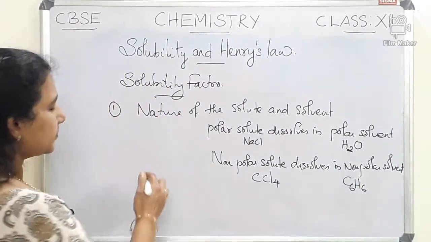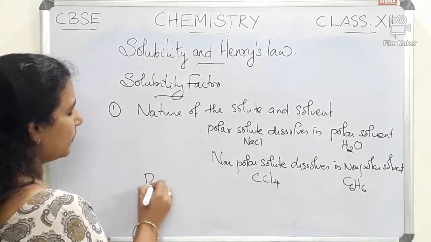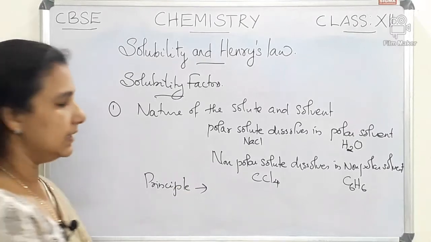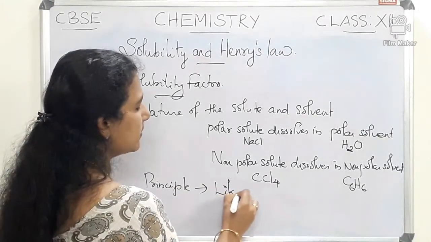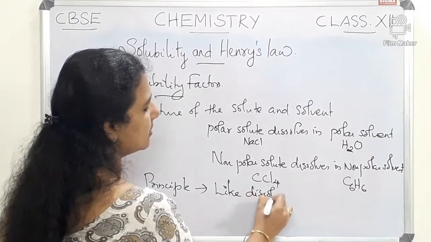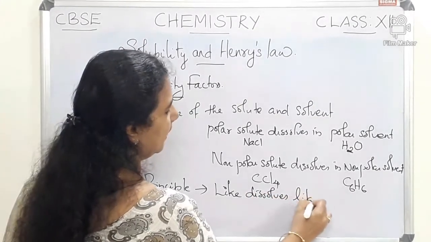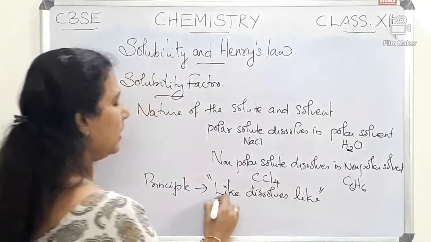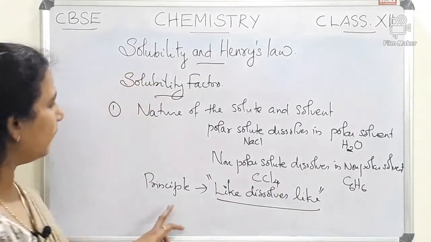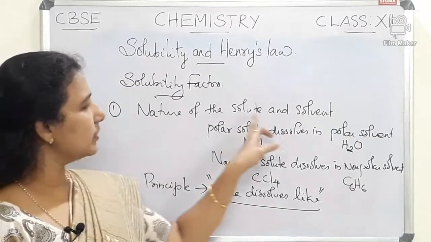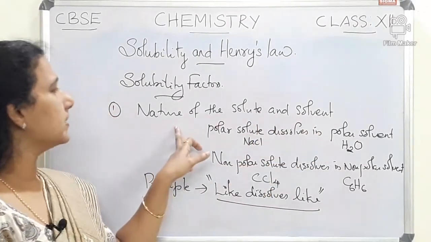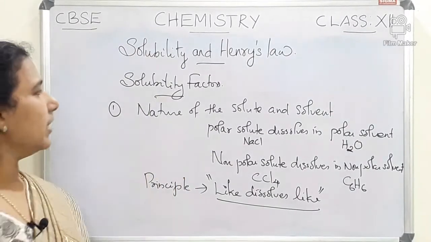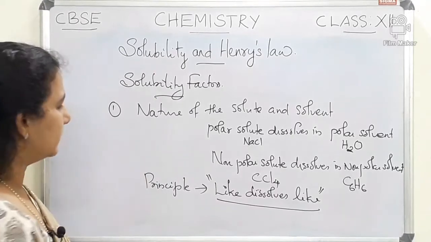So we can state a general principle of solubility: like dissolves like. That is the principle of solubility. So the nature of solute and solvent affects the solubility of a substance. This is the first factor which affects the solubility of a substance.